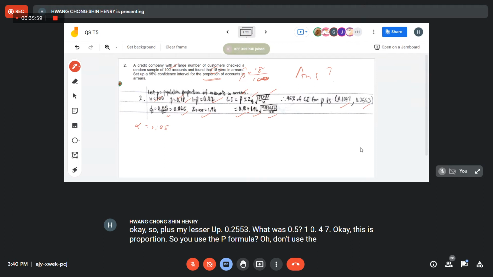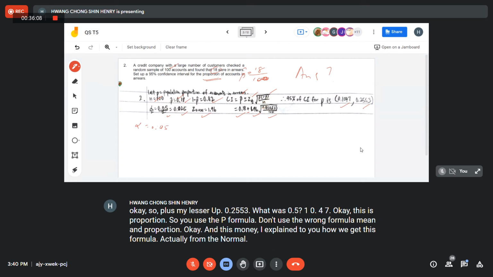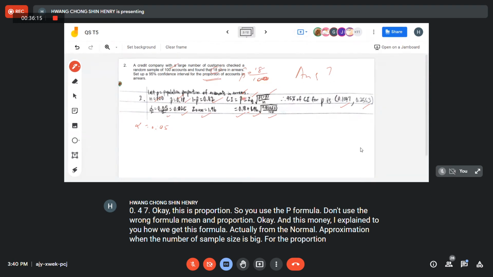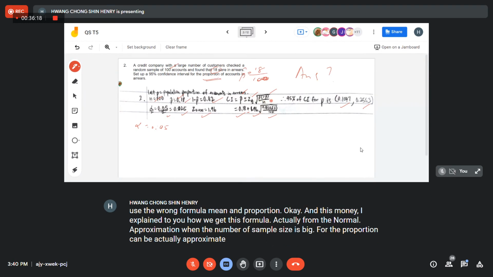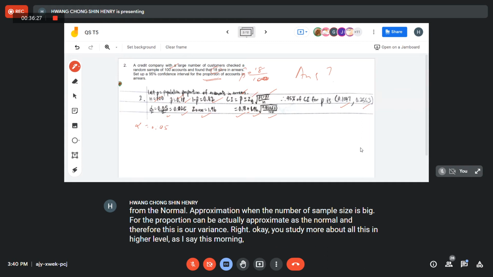Don't use the wrong formula, mean and proportion. Okay. And this morning I explained to you how we get this formula actually from the normal approximation when the sample size is big. So the proportion can be approximated as the normal, and therefore this is your variance, right? Okay, you will study more about all this at a higher level, as I said this morning. Right now, you just memorize or take note of the formula.